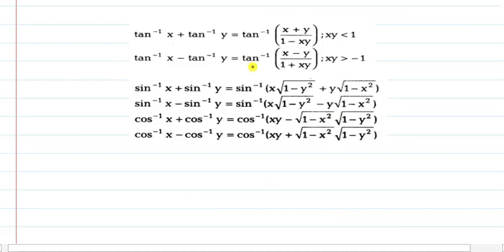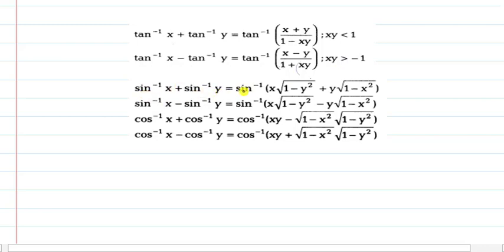Let us see the use of these properties now. These are: tan inverse x plus tan inverse y is equal to tan inverse of (x plus y) upon (1 minus xy), where xy should be less than 1. Tan inverse x minus tan inverse y is equal to tan inverse of (x minus y) upon (1 plus xy), where this xy should be greater than minus 1.